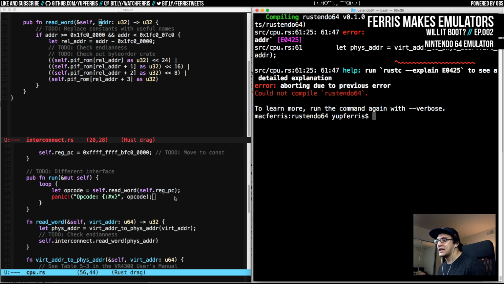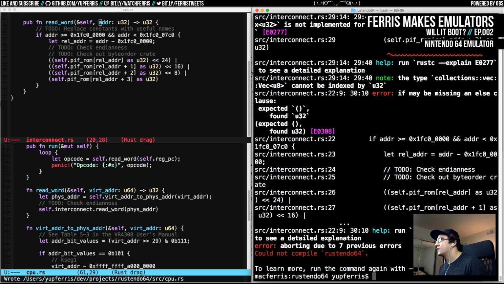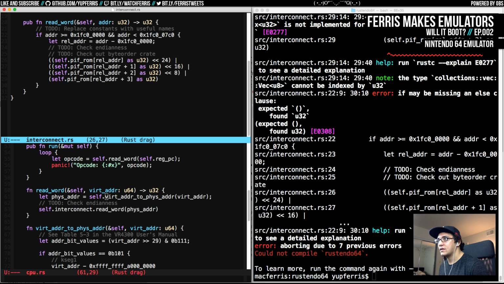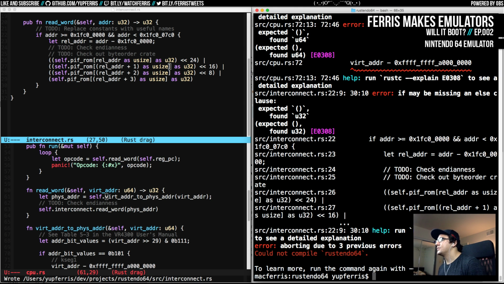Okay, so we're just going to panic with the opcode. Resolve name vert adder to fizz adder. That's probably because I didn't do self here. Now we have the trait Index<u32> is not implemented for the type Vec. Oh yeah, because we need to do it as usize. Let me cast all these. Not a problem. As usize. Now we got some mismatched types. We expected something that was going to return the adds here.